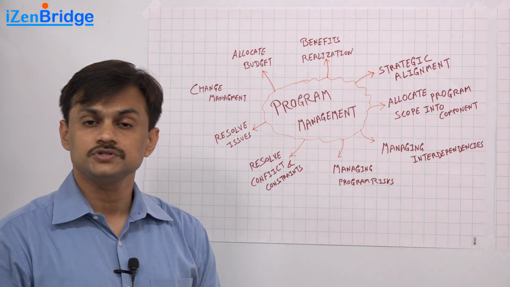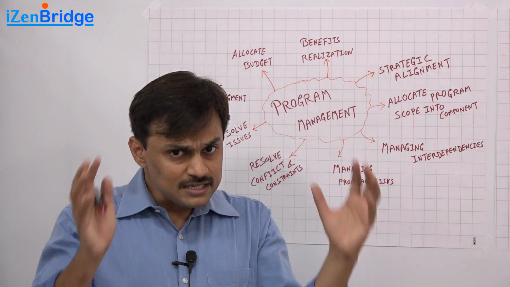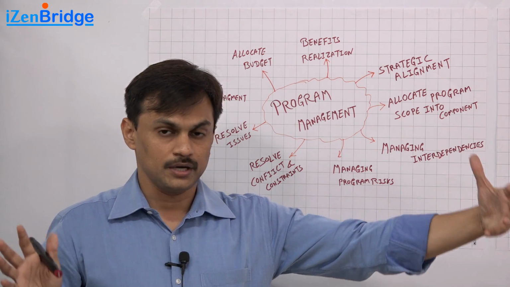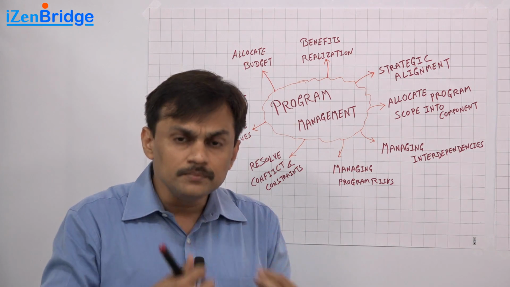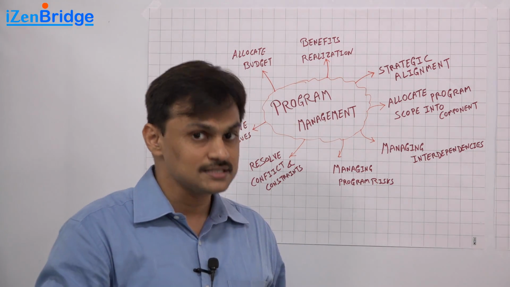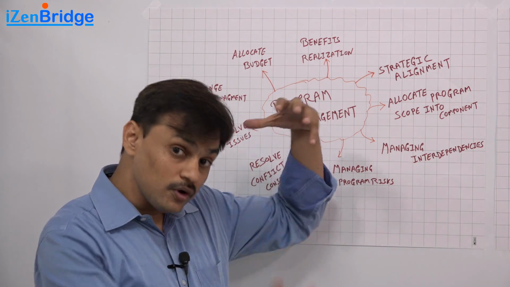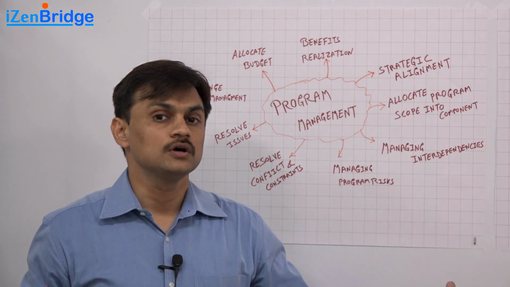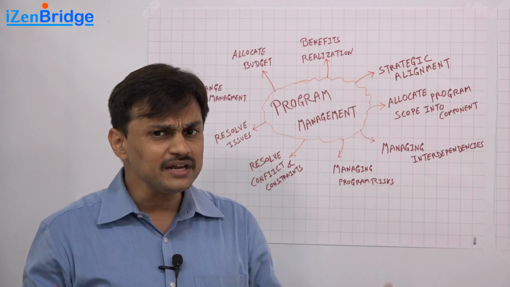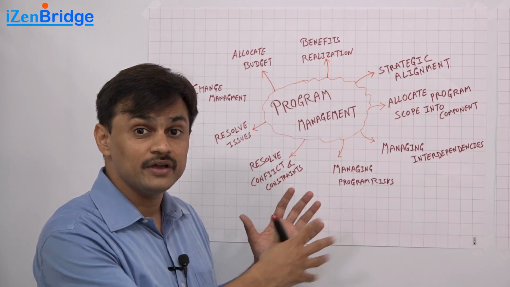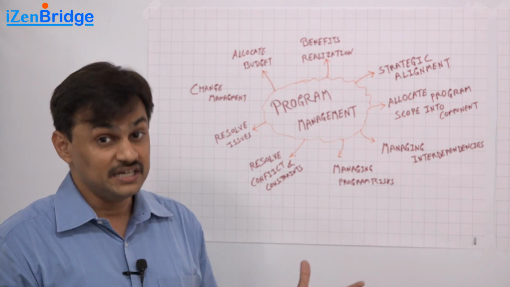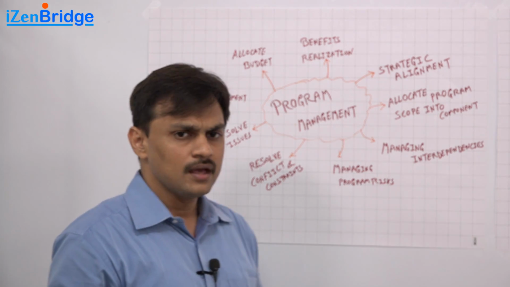Program management also ensures that when we have picked up this program objective and program goal, and after that we decompose it into multiple projects, the program scope gets allocated to these projects. It should not happen that there is some program objective, but none of the projects is taking care of it.